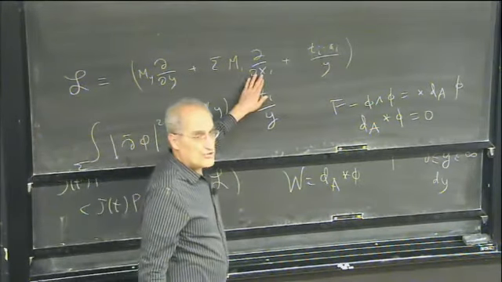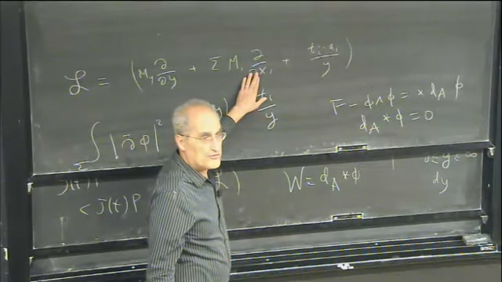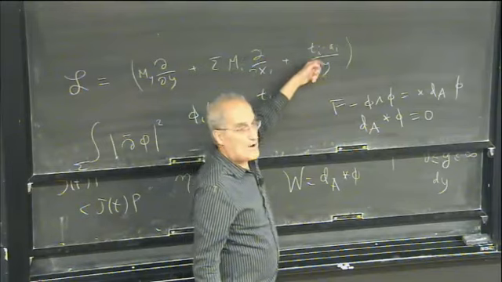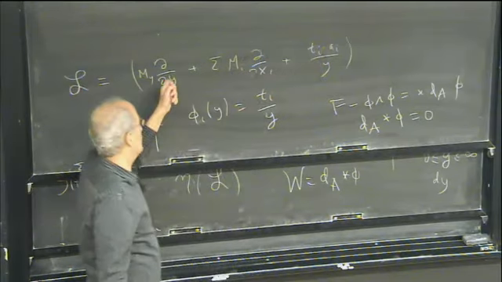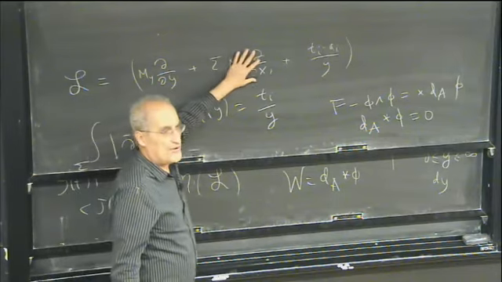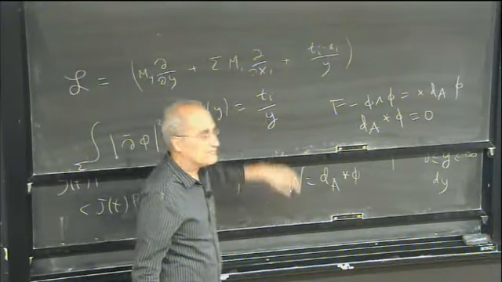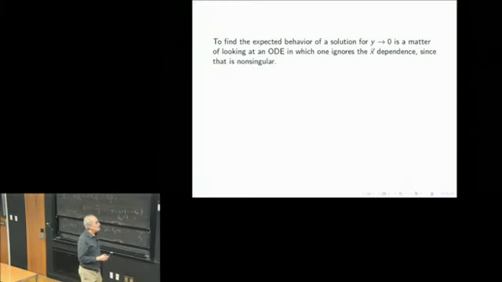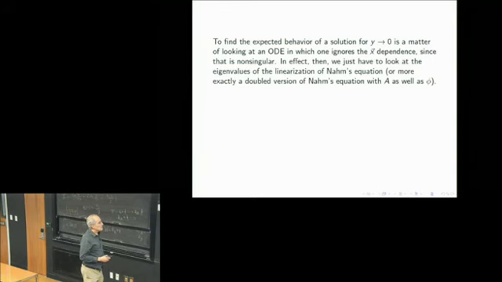In the x directions, you can Fourier transform, which was part of my answer to one of the questions. But this term is non-singular. The 1 over y term is singular, and that means that the d by dy term is singular. It scales as 1 over y. But this term doesn't affect the behavior near y equals 0. So you determine the expected behavior of a solution for y to 0 by looking at an ODE. So the ODE is just the linearization of Nahm's equation, or more exactly, it's the linearization of a kind of doubled version of Nahm's equation with A as well as phi.